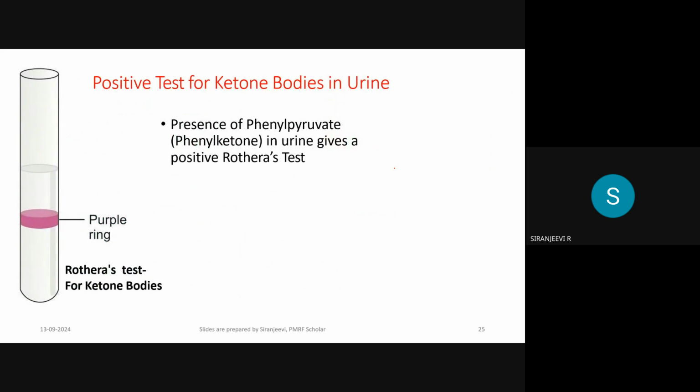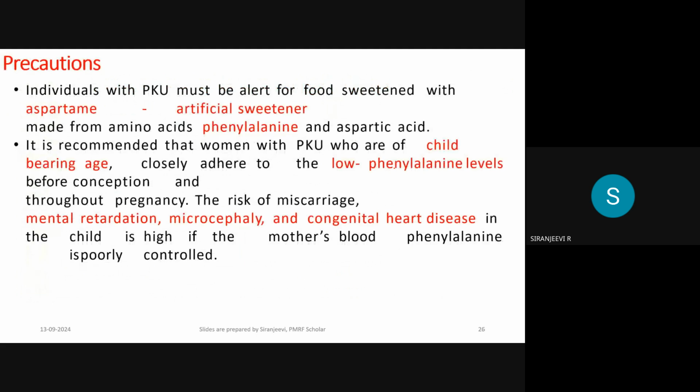And we have already seen that phenylalanine is ketogenic, so it can also produce phenylpyruvate, which is a ketone body actually. So in urine, that gives a positive result for the Rothera's test, because Rothera's test is usually used for ketone bodies. And as for precautions, in the case of phenylketonuria, individuals with PKU must not be allowed food sweetened with aspartame, which is an artificial sweetener made from the amino acids phenylalanine and aspartic acid.